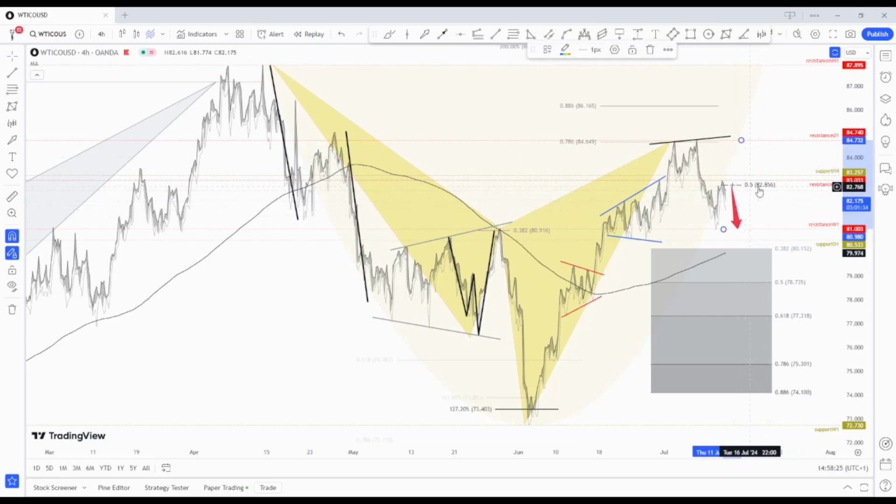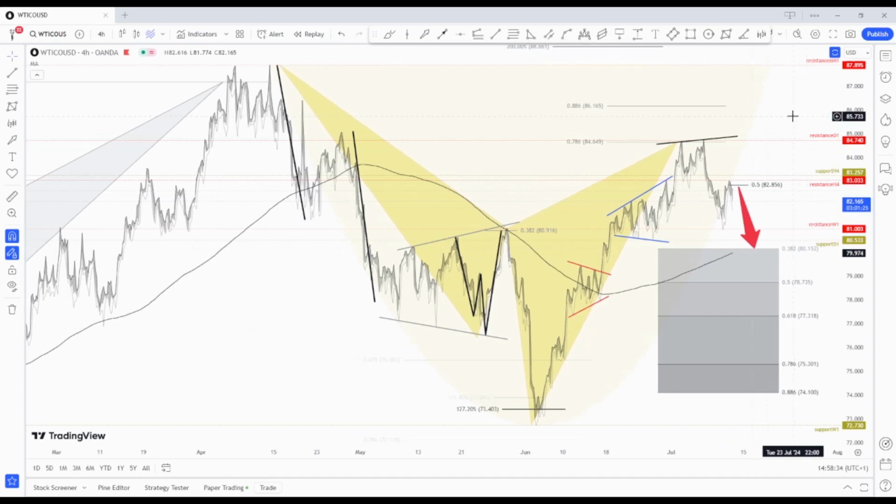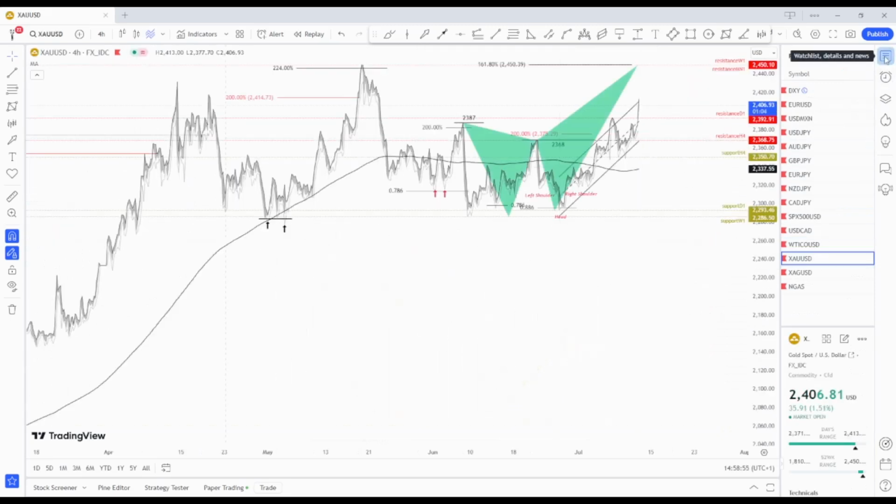We have the 50% Fibonacci retracement now acting as an element of resistance, so that may trigger that move expected to the downside. Of course, as always, I'd like to underline this: we can be wrong, and if we are wrong, the price will trade higher, will break above the resistance, and will target the monthly fractal at 87.89. That being said, moving forward, and to finish with some other commodities: gold, silver, and natural gas.